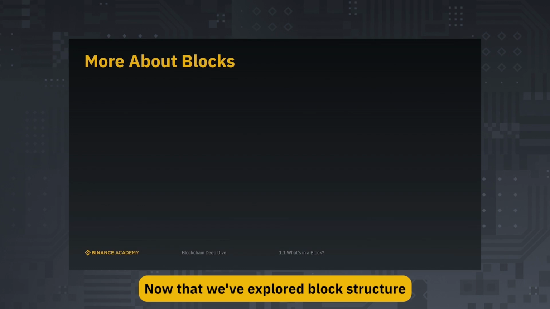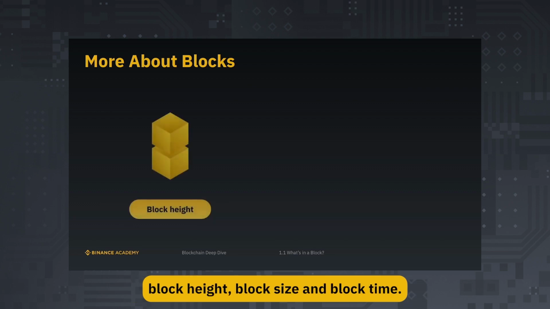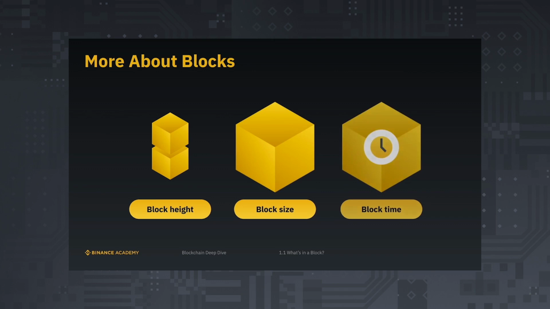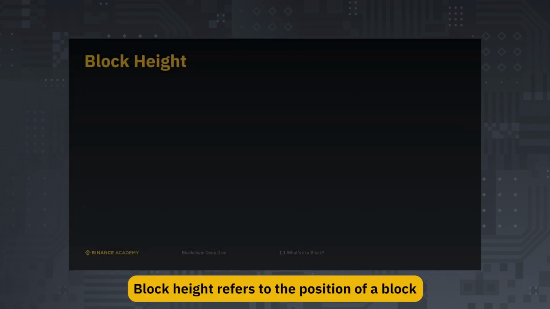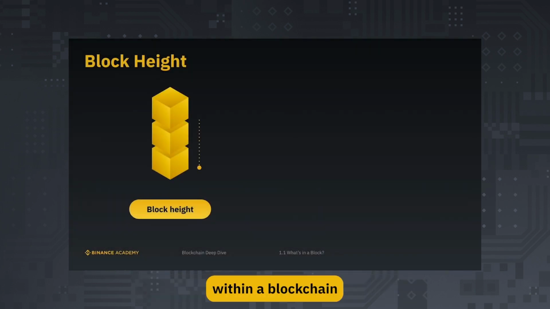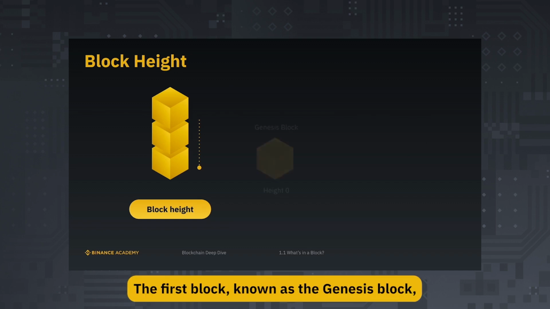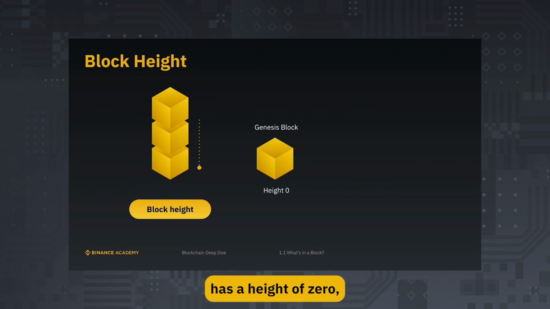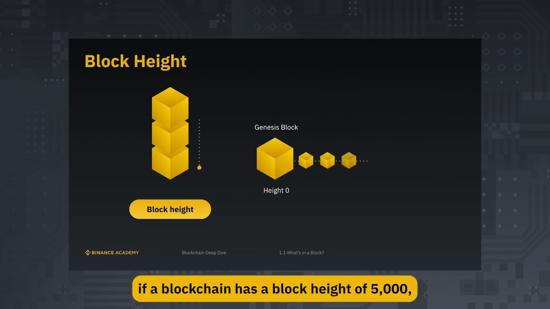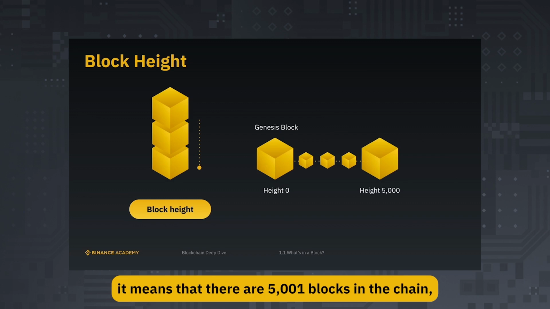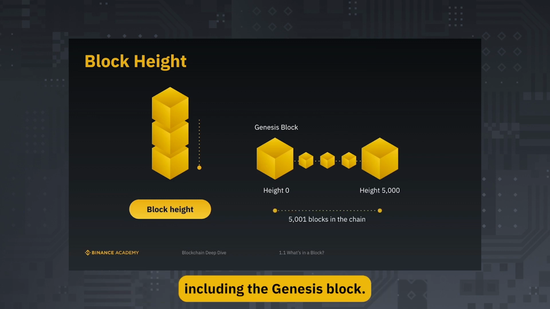Now that we've explored block structure and chaining mechanisms, let's focus on the three critical aspects of blocks: block height, block size, and block time. Block height refers to the position of a block within a blockchain and indicates a blockchain's length. The first block, known as the genesis block, has a height of 0, and each subsequent block increases the height by 1. For example, if a blockchain has a block height of 5,000, it means that there are 5,001 blocks in the chain, including the genesis block.